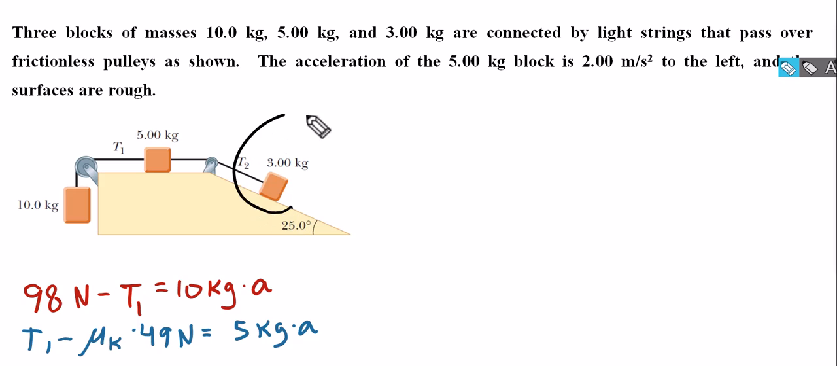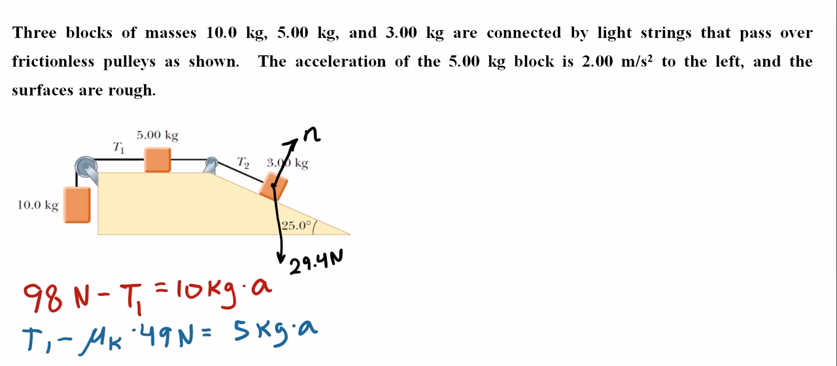Our third mass is the most complicated one. It is at an angle, a 25-degree angle. Let's discuss briefly some of the forces at play. So we have a T2 pulling up this way. We have a friction opposing it. There is a normal force that's always perpendicular to the surface, but the weight always goes straight down. So we're going to have to set up x-axis and y-axis for the 3 kilogram mass.